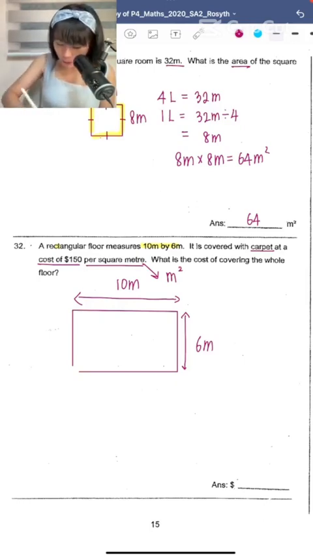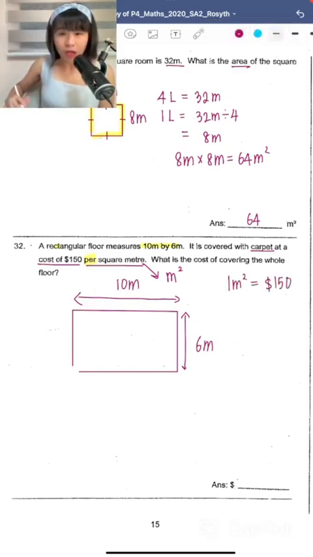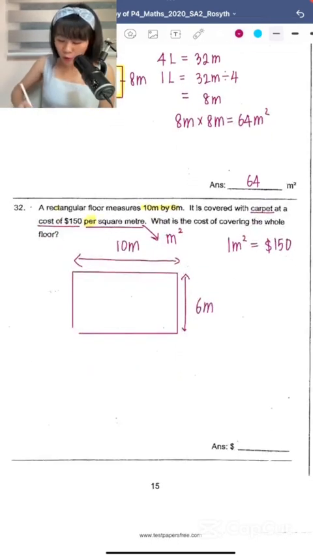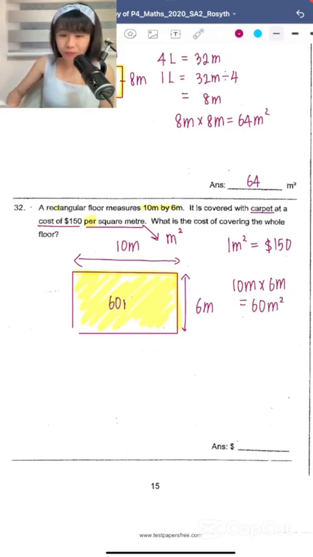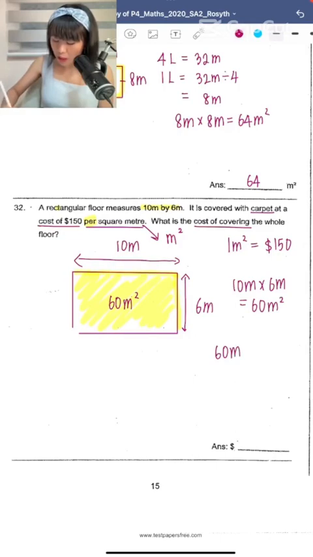They are saying, by the way, when they say per, it is 1. So they are saying 1 meter square is $150. Okay, so to get to area, what should we do? We should take length times breadth to give us the area of this rectangular floor. So 10 meter times 6 meter, 60 meter square. So 60 meter square, how much will it cost to cover the whole floor? Okay, if 1 meter square is $150, 60 meter square is 150 times 60.